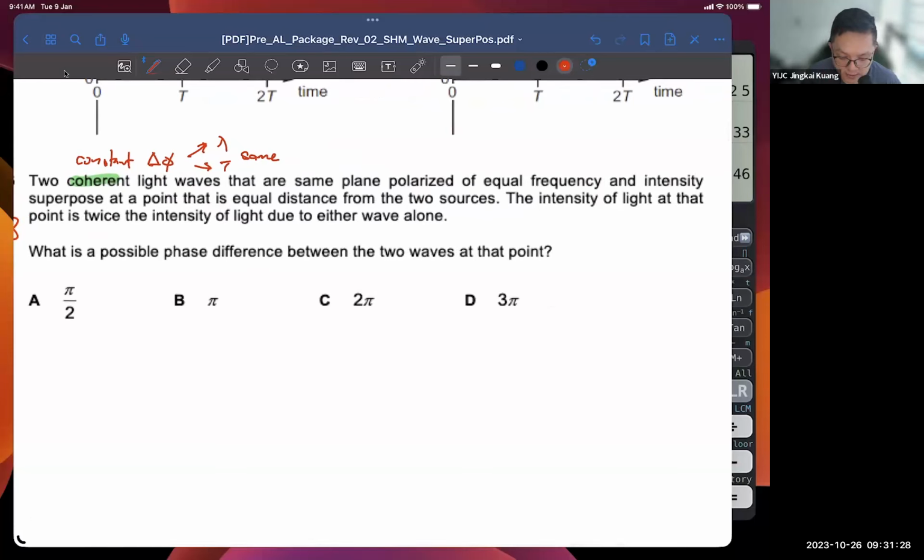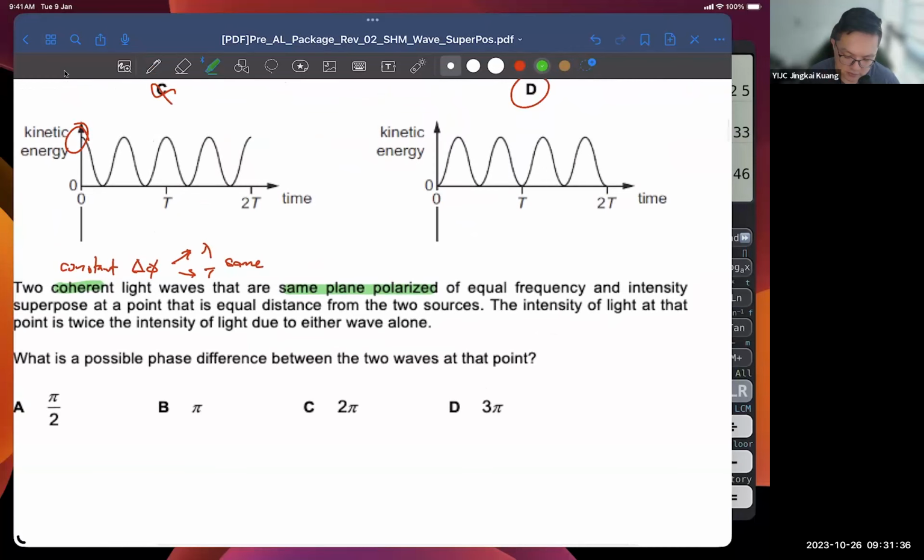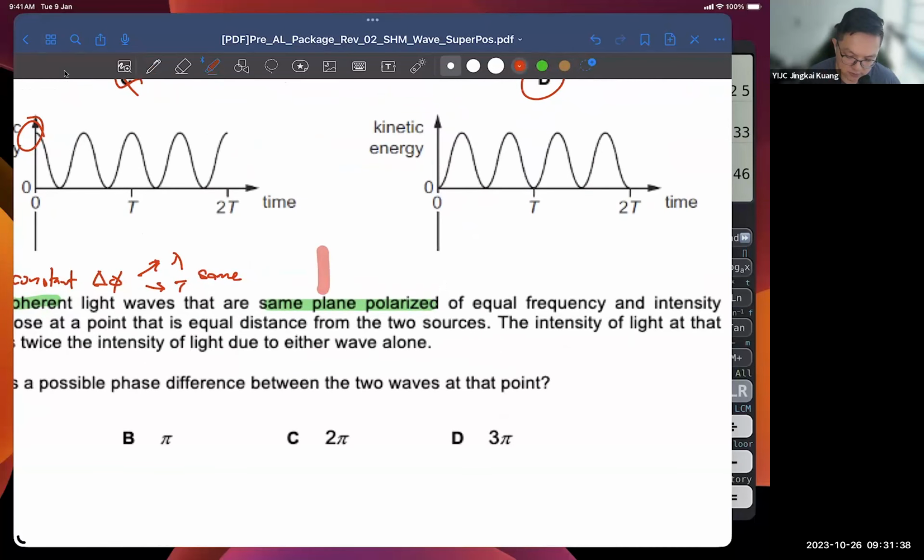Plane polarization here is another important condition. Remember when we pass our light through a polarizer? We always draw it this way. This is unpolarized light, then you pass it through a polarizer. At the end, you'll get only light like that. This is what you have.